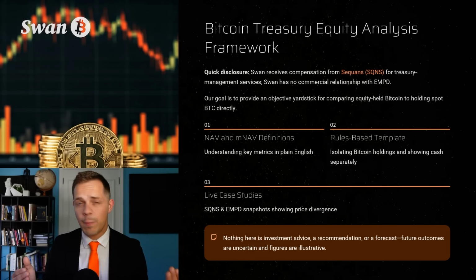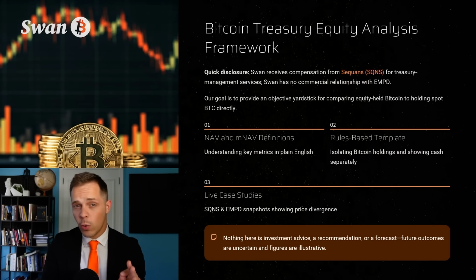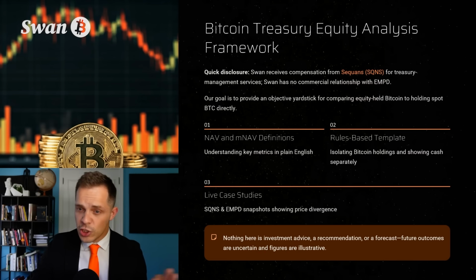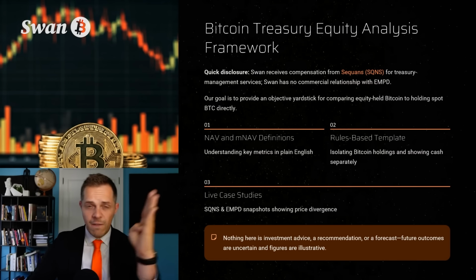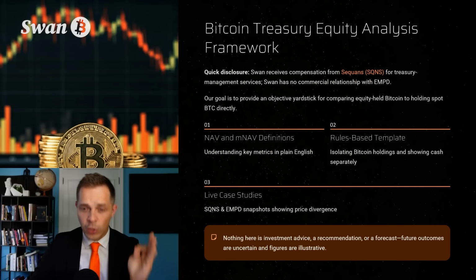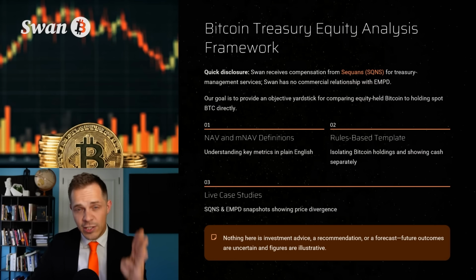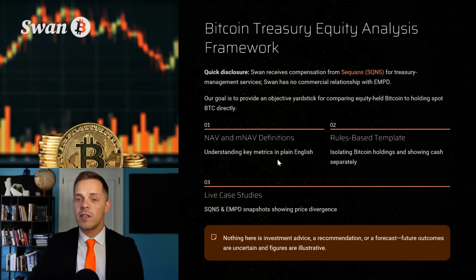We're going to examine how Bitcoin Treasury companies can trade at share prices that are less than the per share value of the Bitcoin that they hold. Nothing you hear today should be considered investment advice, a recommendation, or a forecast. Future outcomes are uncertain and all numbers are snapshots that are tied to the timestamps that are shown on the slides.